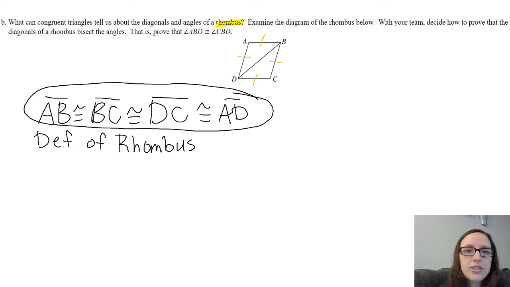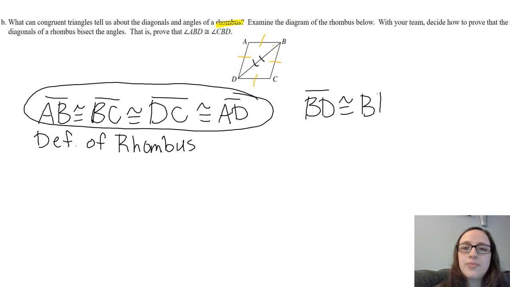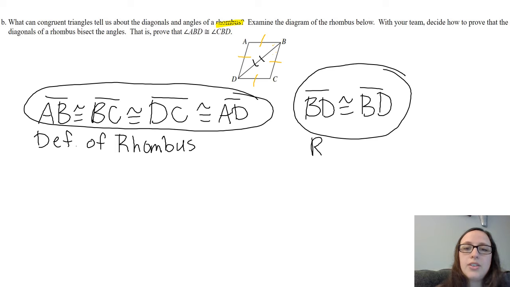So all sides in the rhombus are congruent to each other, and that's the definition of a rhombus. Not given to us. We had to figure that out for ourselves. And then the third side that is equal is that side in the middle, overlapping, BD. So BD is equal to itself. And again, our reason is the reflexive property.